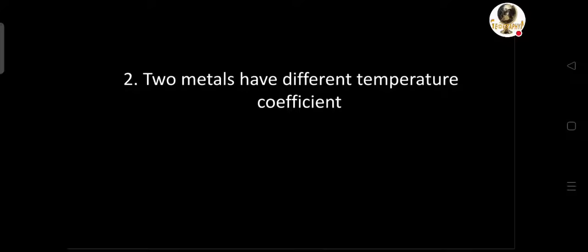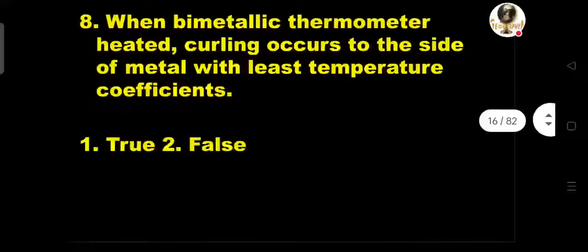So another question, question number 8, is very important. In a bimetallic thermometer, when heated, the curling occurs to the side of the metal with the least temperature coefficient. This is true or false? Very interesting question.